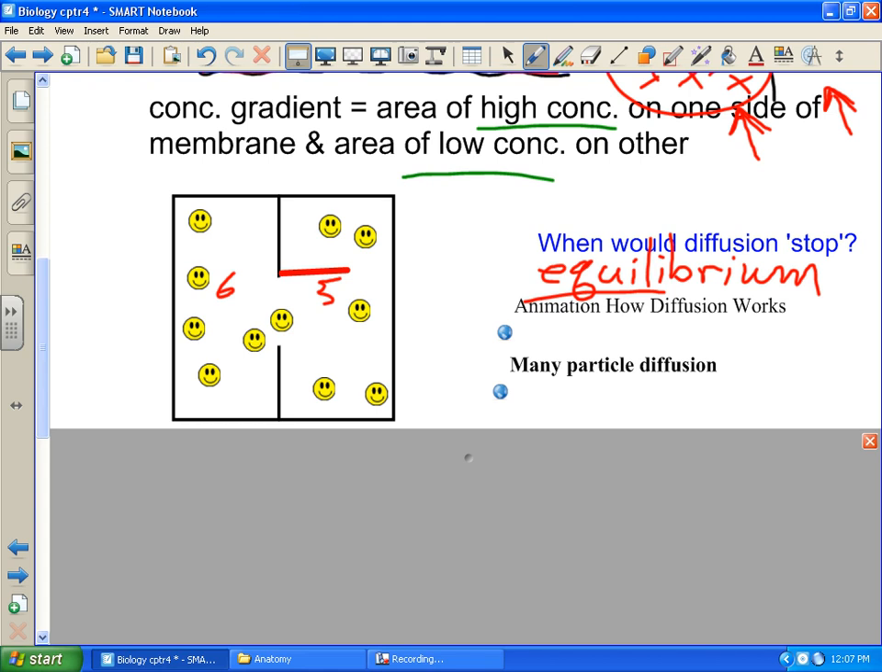Now, something you've got to be a little bit careful about. Even though it's at equilibrium, do these molecules ever stop moving?